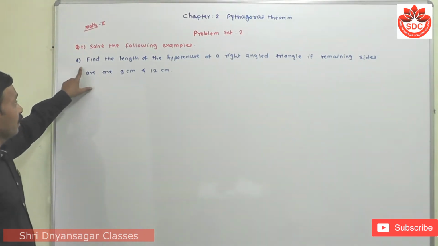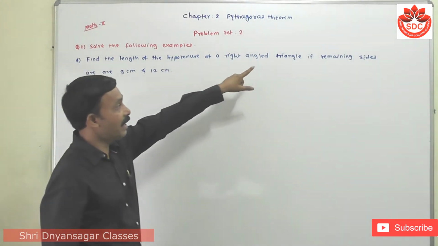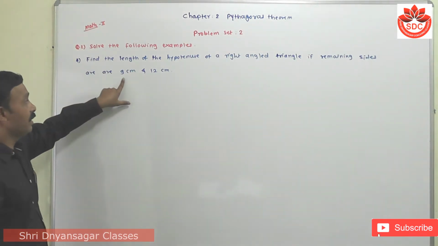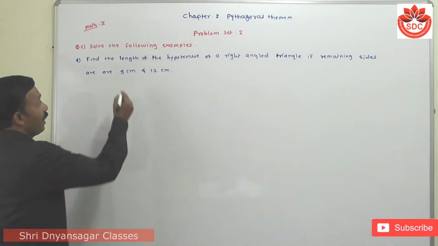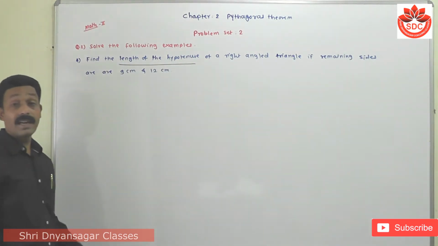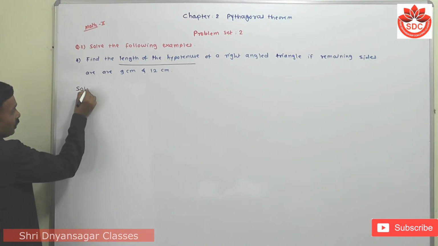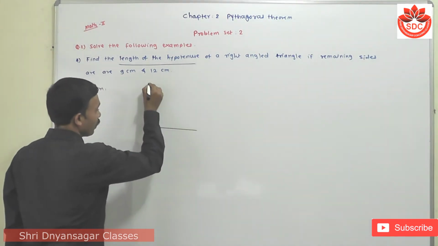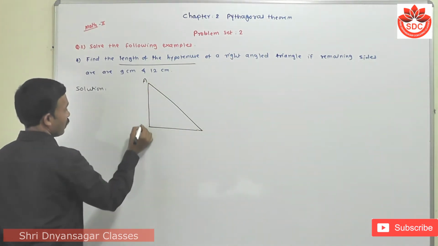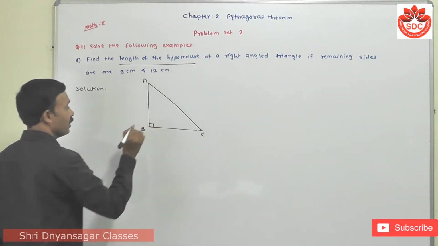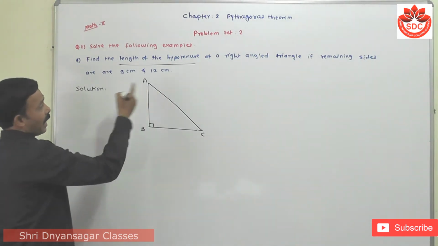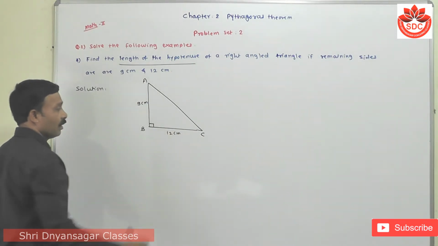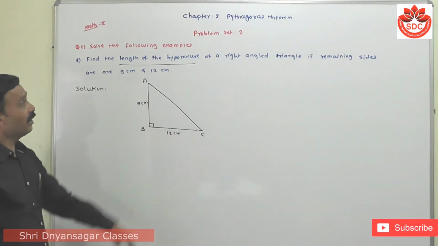Sub question number 4. Find the length of the hypotenuse of a right angle triangle if the remaining sides are 9 cm and 12 cm. That means you have to find the length of the hypotenuse of the right angle triangle. In our solution, first we draw one right angle triangle, taking any vertices as you like. Suppose this is right angle triangle ABC, angle B is a right angle. Now the two sides are given. Suppose this is 9 cm and this is 12 cm. We have to find the length of the hypotenuse.